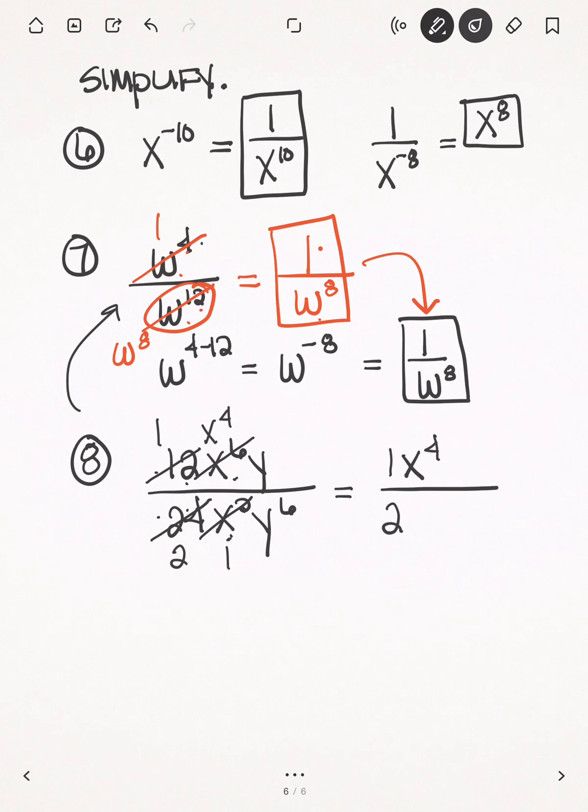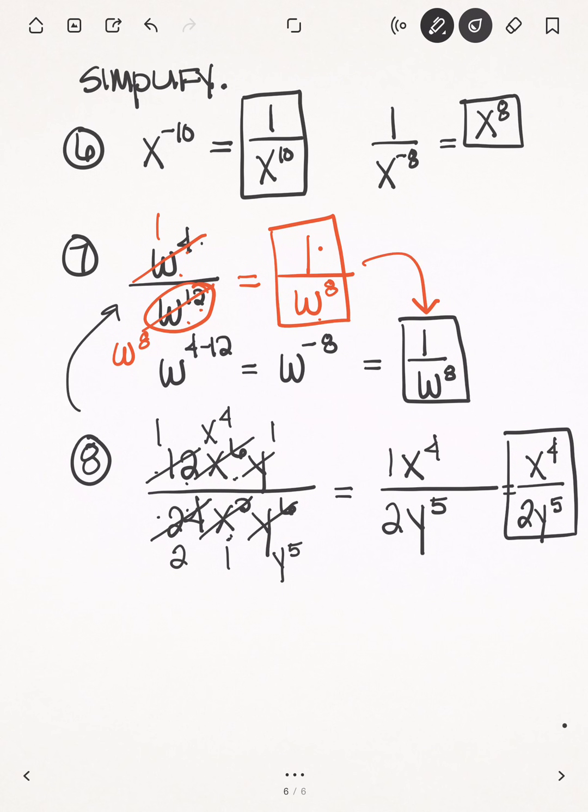Then I look at my y's. Where are most of my y's? There's 6 of them on the bottom and only 1 on top. So I know my y's are going to end up on the bottom. And if I cancel out one y, how many do I have left on the bottom? I have 5. So I have 5 y's here. Now you can leave your answer like that, or you can go one more step and say that's x to the 4th over 2y to the 5th.